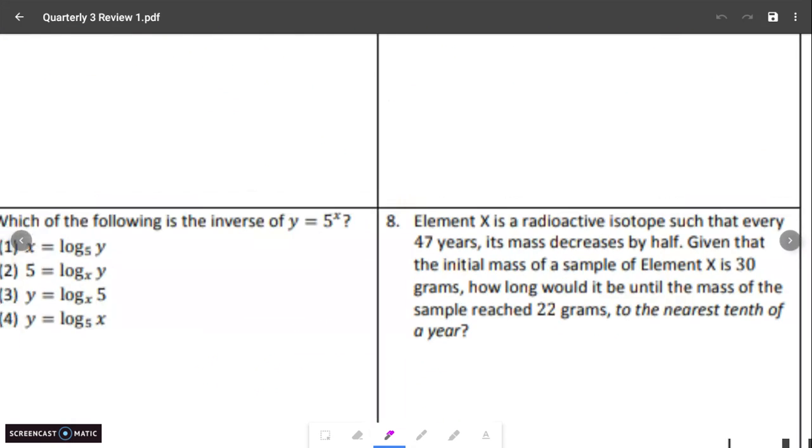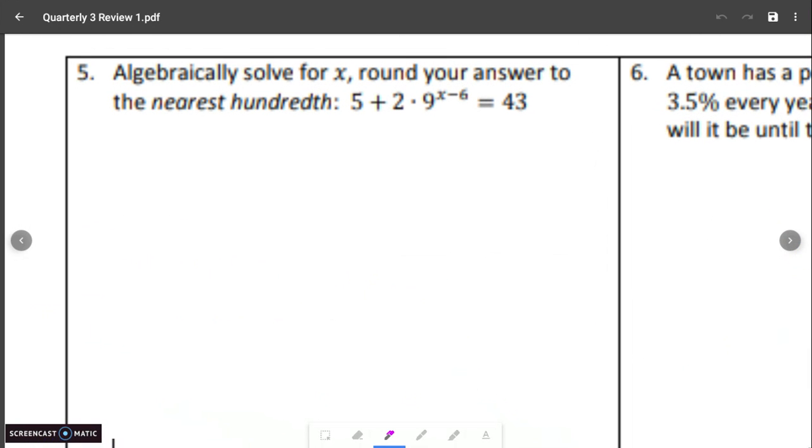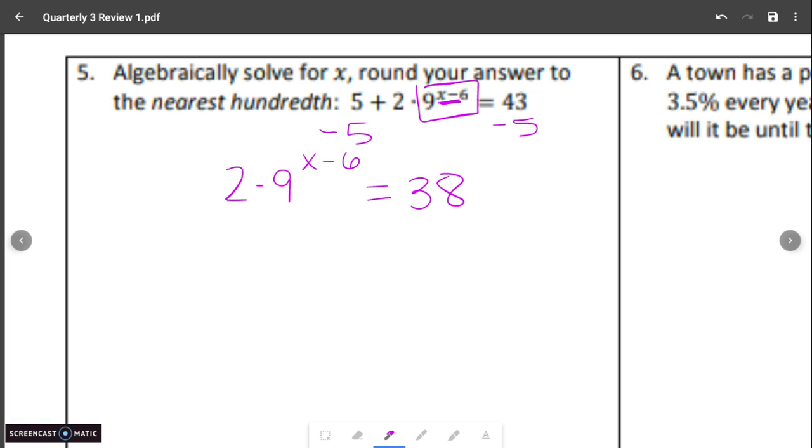Okay, next page, number 5. It says algebraically solve for x. Round your answer to the nearest hundredth. Okay, so my x is in the exponent. So my first goal, in order to try to get it by itself, is to isolate my base with my exponent. So my first step, I'm going to subtract the 5 to the other side. So we have 2 times 9 to the x minus 6 power equals 38. From here, divide by 2.